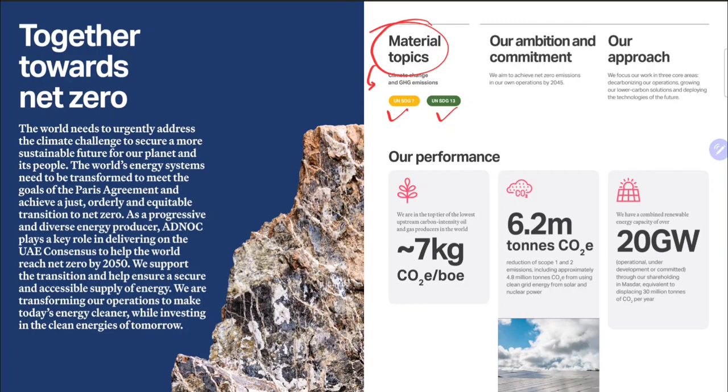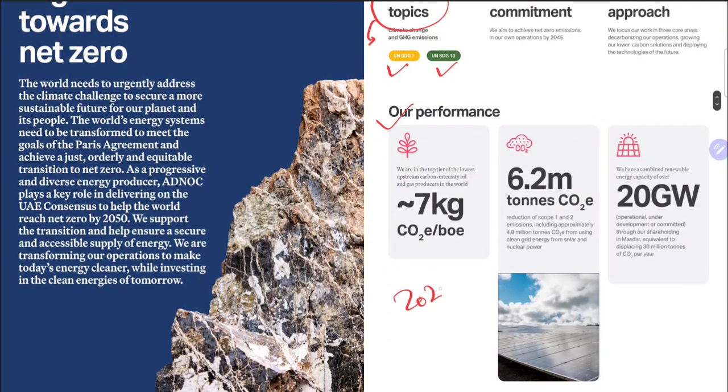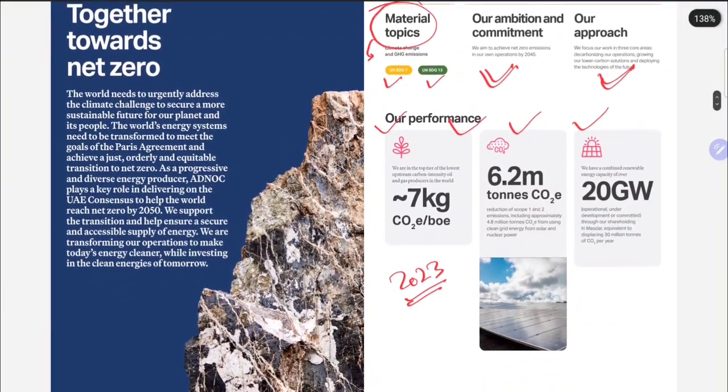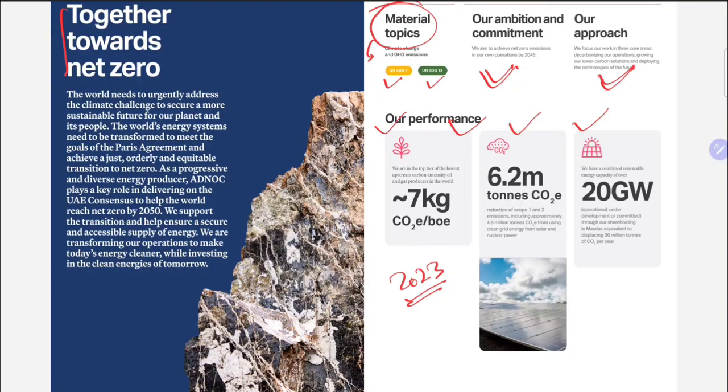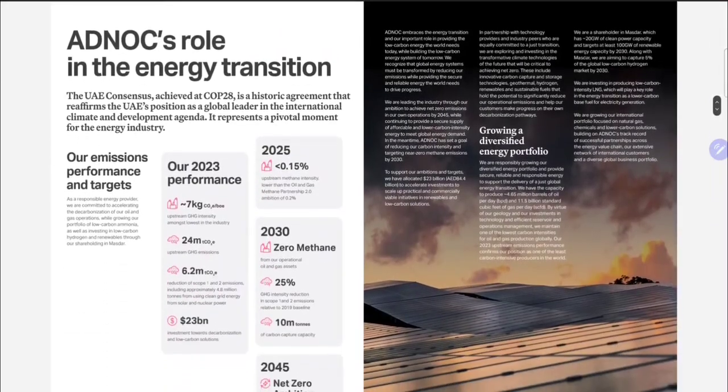Now, what is the performance related to these particular materiality topics for 2023? It is given here. Then commitment and approach. So this is the right way to write down the information for each materiality topic. So together towards net zero, what efforts is the company taking with respect to this? So students, you need to understand that.